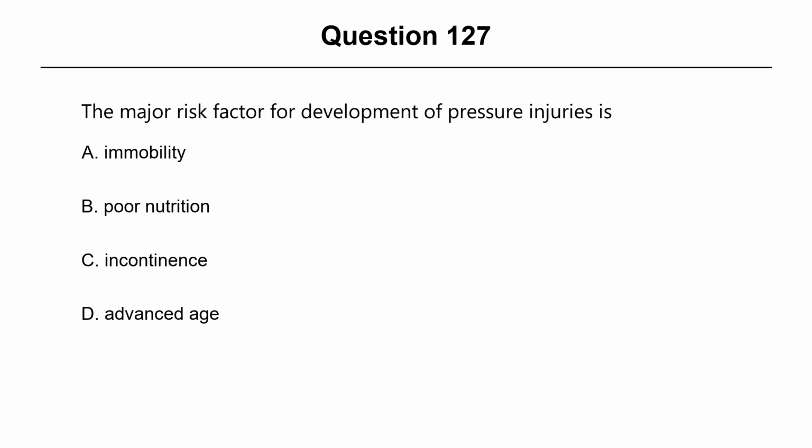Question 127. The major risk factor for development of pressure injuries is Option A, immobility. Option B, poor nutrition. Option C, incontinence.